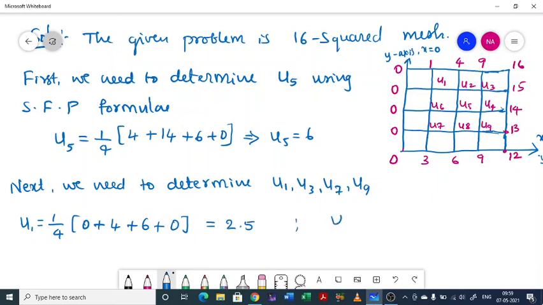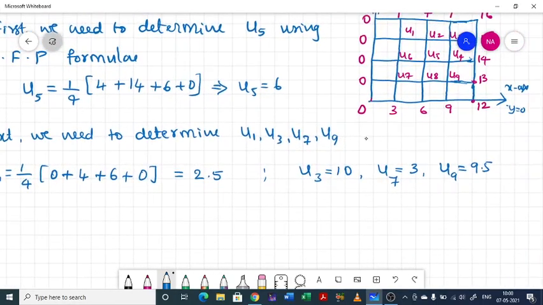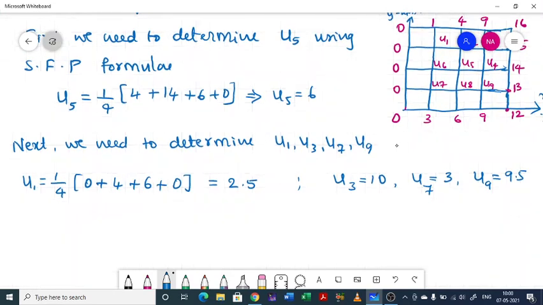Similarly, you can check that u3 will be 10, u5 is already computed, u7 will be 3 and u9 will be 9.5. Okay, this is about the diagonal entries. Now we need to determine the non-diagonal entries.